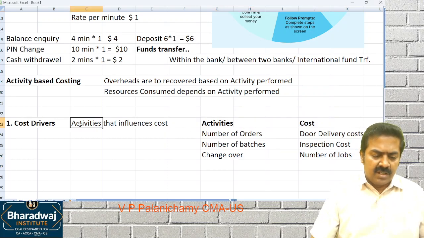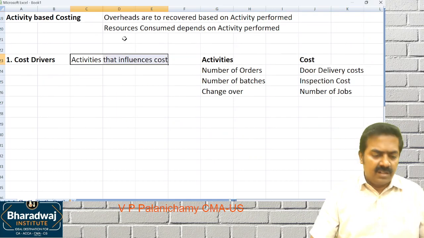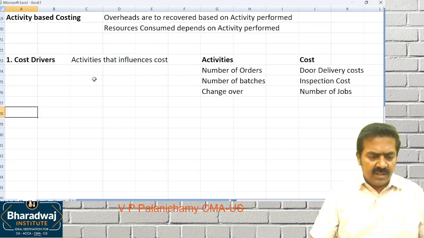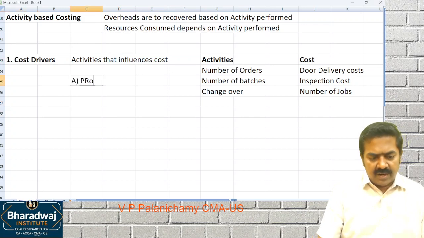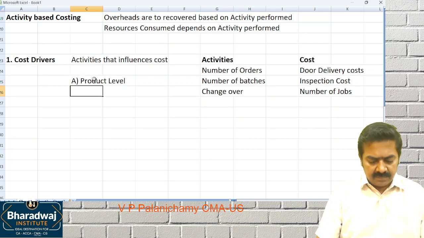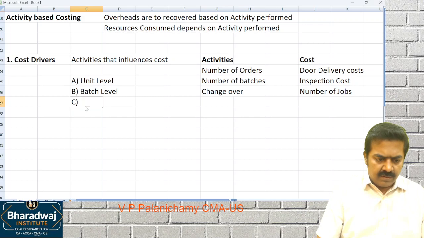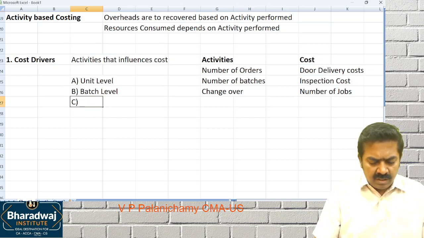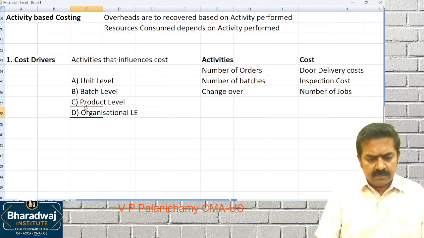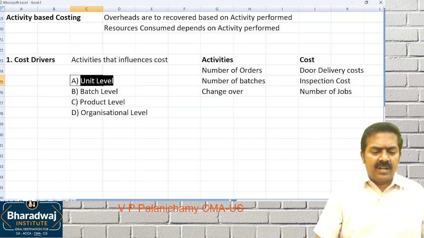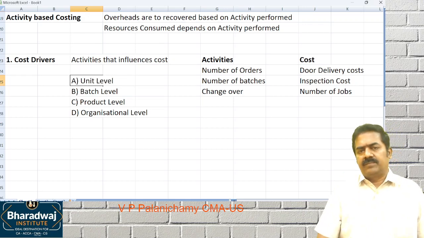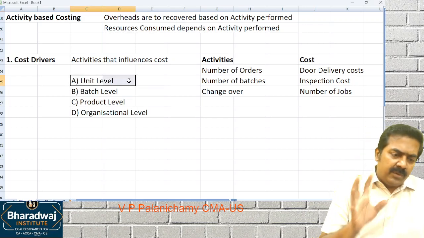Like that, activities determine cost. Activities determine what? Cost. So activity that influences cost, we call it as which one? Cost driver. Identify the first one. The cost driver can be product level, batch level, or maybe unit level activity. It may be organizational activities. Okay, what do you mean by unit level activity? For every unit that activity will be there.